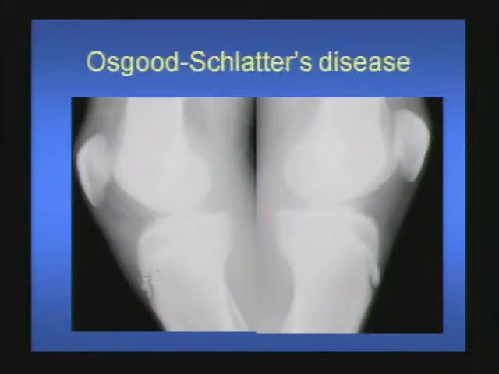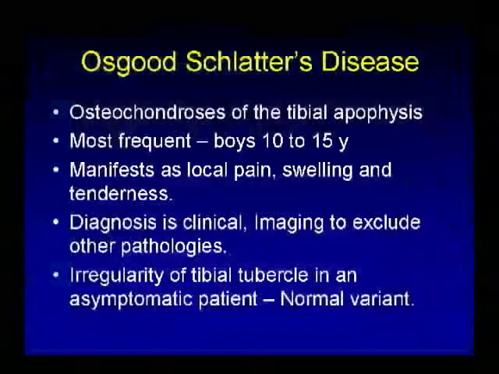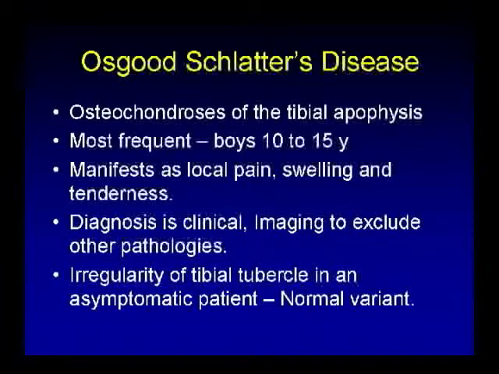This is a classical example of Osgood-Schlatter disease, which is one of the osteochondroses involving the tibial tuberosity apophysis. Now, the osteochondroses can be a normal variant of development. They are considered pathological only if they are symptomatic. As in the current case, this patient had soft tissue swelling and inflammatory changes in the Hoffa's fat pad.